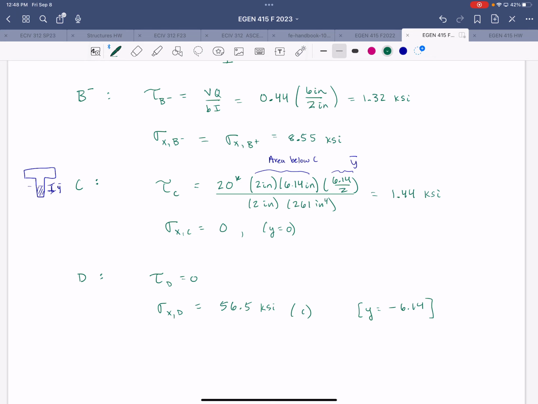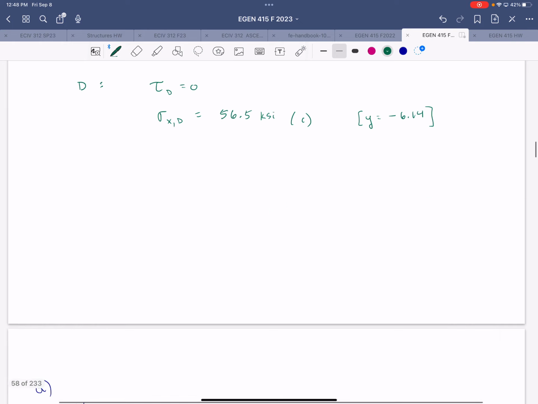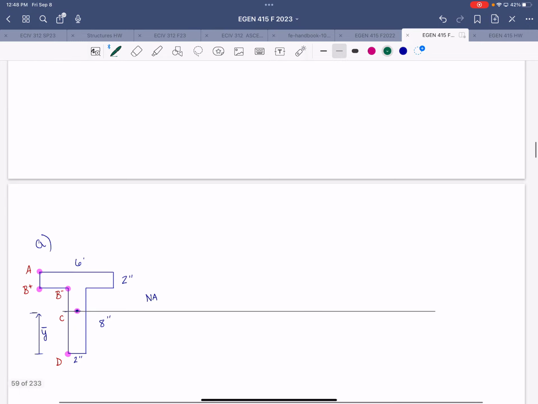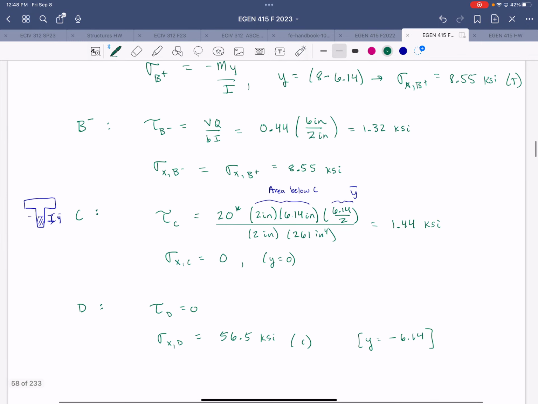All right. So yeah, we made it about halfway through that example. We'll finish it up on Monday with drawing the shear stress distribution, normal stress distribution, and then calculating the principal stresses. All right. Questions?